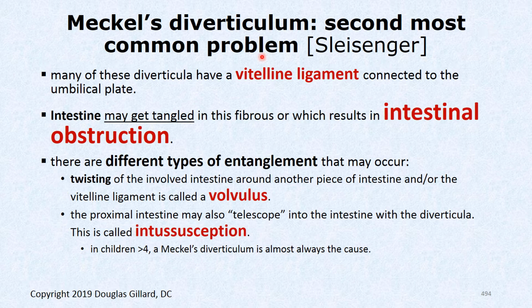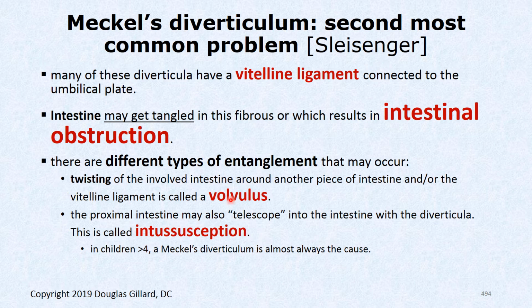Now, what's the second most common? We said bleeding, hematochezia, is the first problem. The second one is intestinal obstruction. This one can be even more dangerous than the bleeding. It is definitely more dangerous than the bleeding. Many of these diverticula still have a ligamentous attachment to the umbilical plate, and that cord can get tangled up. Now this is high-yield board stuff, you have to know these two. There are two types of entanglement that can happen.